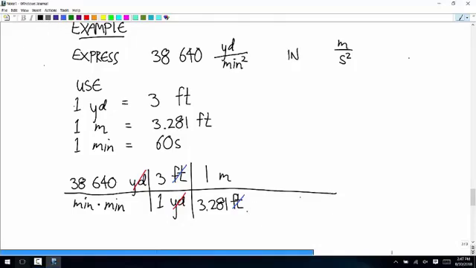So now we have to deal with the minutes. 1 minute is equal to 60 seconds. The minutes in the starting value are in the denominator, so I want to put them in the numerator of the conversion. So we have 1 minute is equal to 60 seconds. And if I do this cancellation, we can see that I'm not all the way converted yet, because here we have minutes times minutes. We've only canceled one of those. So we're going to have to do this one more time again to cancel the other minute.